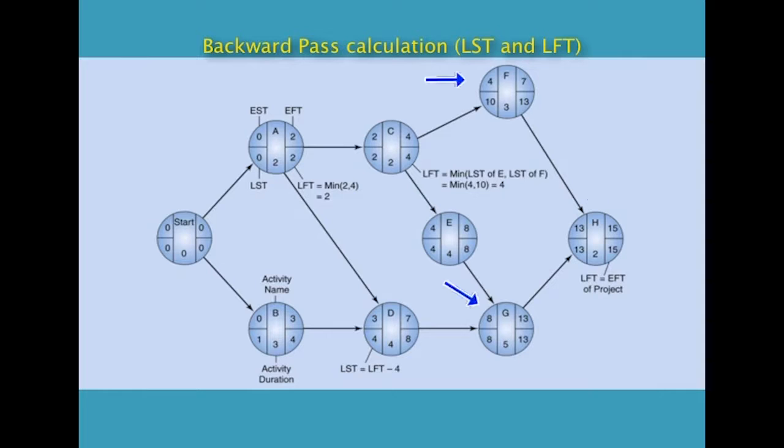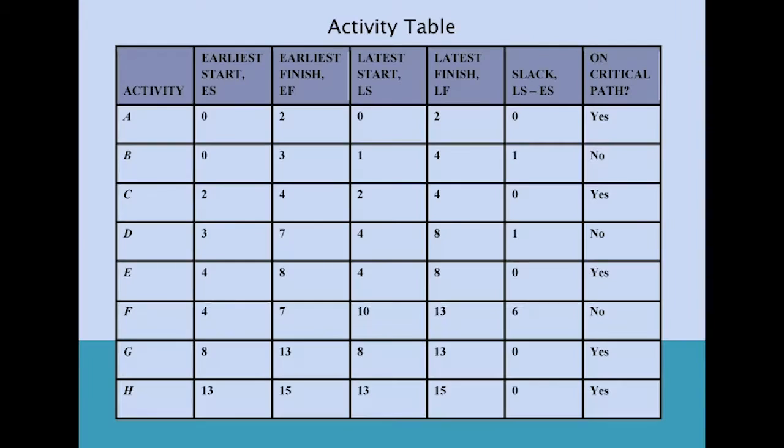Next, we get F and G. Next, C, E, D, next A, B and the first node are calculated in the similar manner based on the rules that we follow for backward pass calculation. Now that we have obtained all the calculations, it can be represented in the form of an activity table again. Here we can see the project schedule and the slack times that are obtained through this.